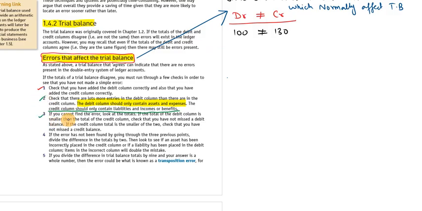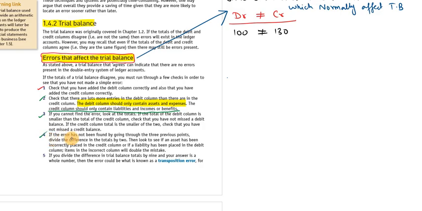Third one is, if you can't find the error, look at the totals. If the total of the debit column is smaller than the total of the credit column, check that you have not missed a debit balance. If the credit column total is smaller of the two, check that you have not missed a credit balance. So the other reason debit is not equal to credit is that we have missed some entry on the debit side. Maybe a plus 30 may be written here, so 130 may be equal to 130. There may be chances. So that's why debit is not equal to credit if we forget to record either a debit side entry or a credit side entry.